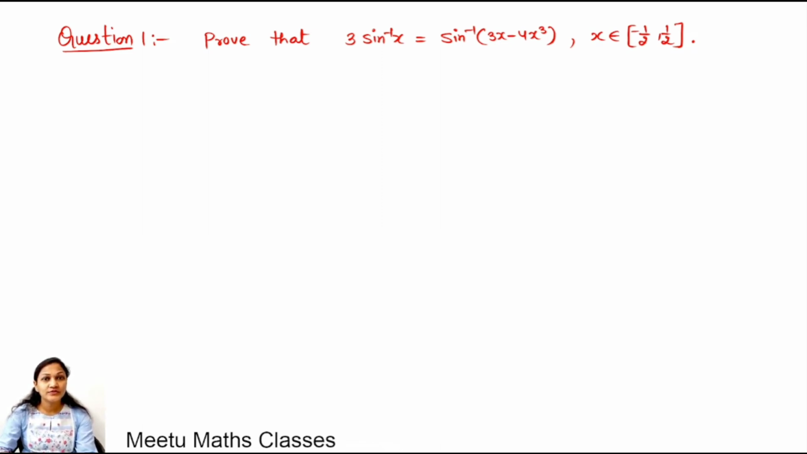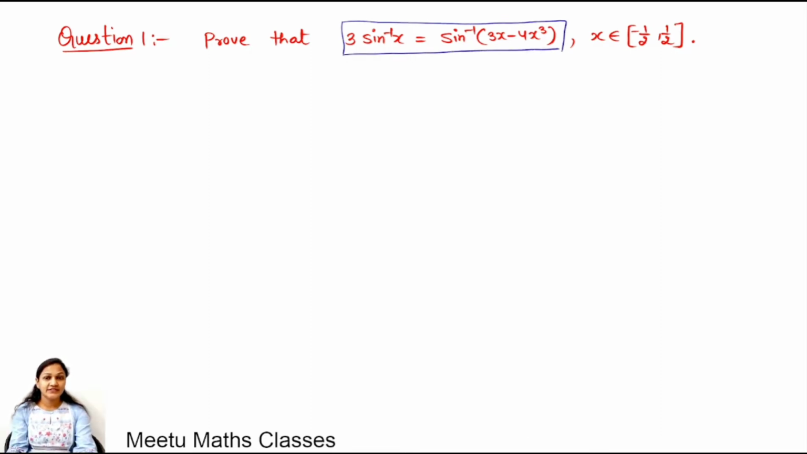Today we are going to start with exercise 2.2 of class 12 NCERT chapter 2, that is inverse trigonometric functions. So let us take our first question. Prove that 3 sine inverse x is equal to sine inverse of 3x minus 4x cube. So you have to prove this identity.